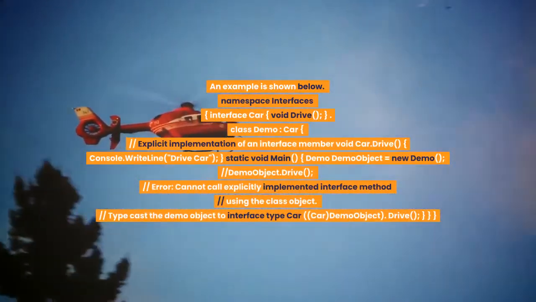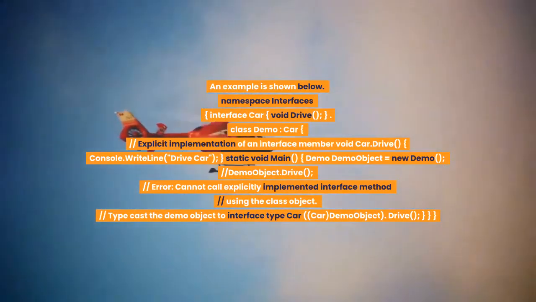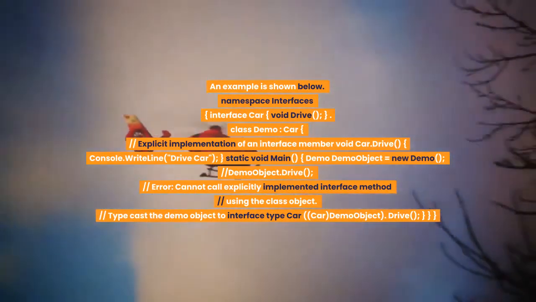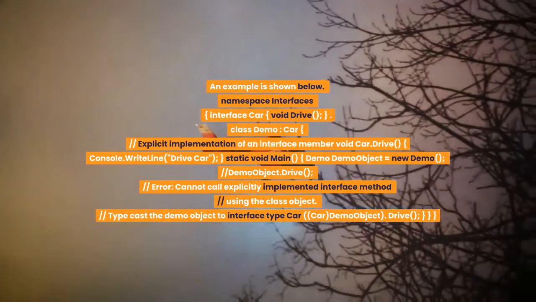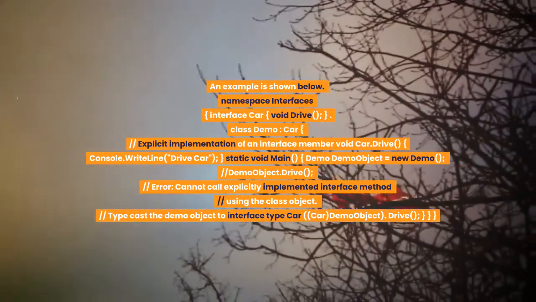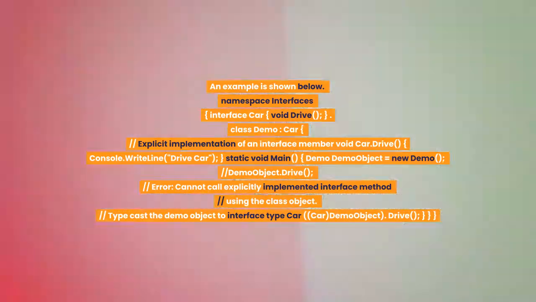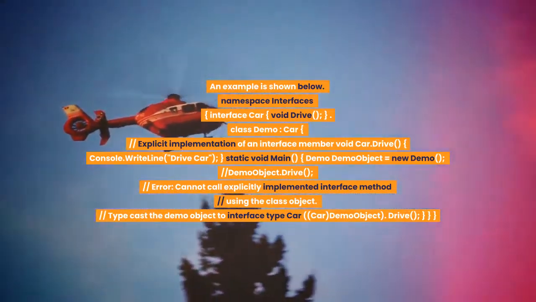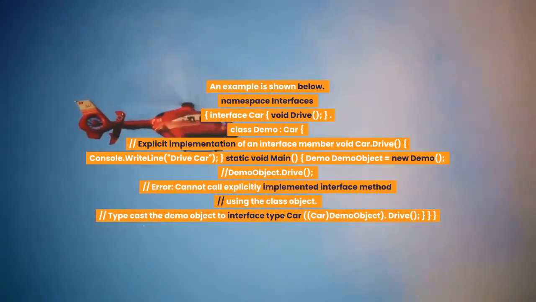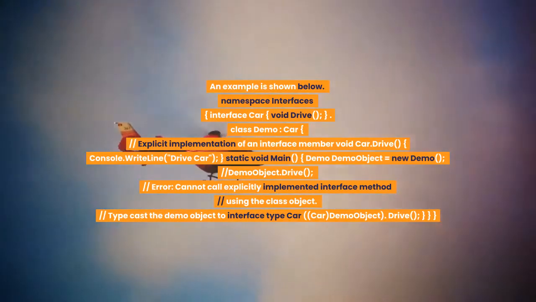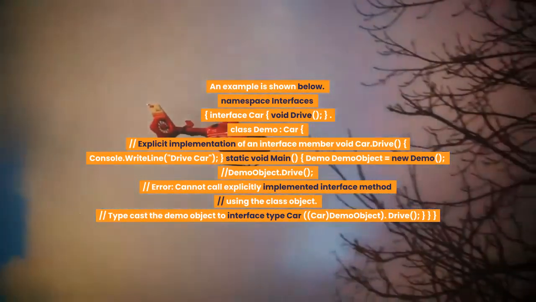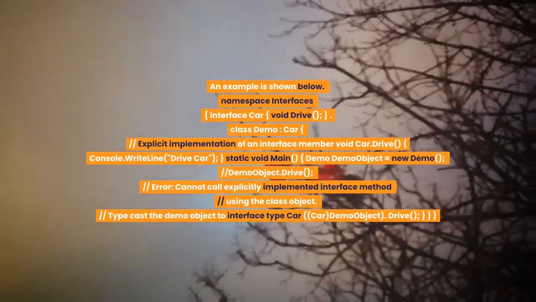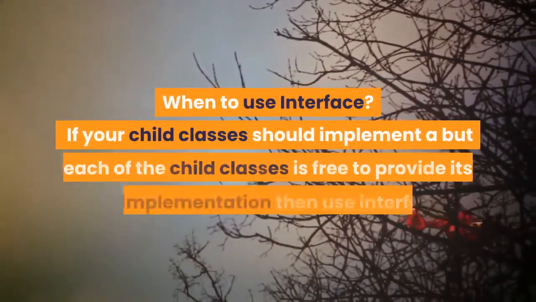Namespace Interfaces, interface Car, void Drive, class Demo : Car, explicit implementation of an interface member void Car.Drive, Console.WriteLine("Drive car"), static void Main, Demo demoObject = new Demo, demoObject.Drive, error: cannot call explicitly implemented interface method using the class object. Typecast the demo object to interface type: ((Car)demoObject).Drive. When to use interface.